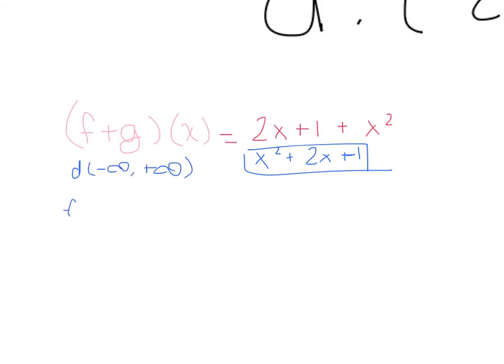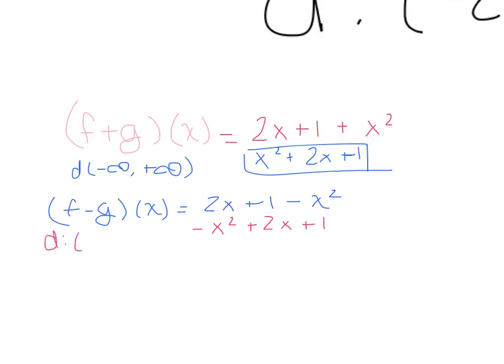And notice that it's somewhat similar when I subtract them, except the difference is that it's going to be minus x squared. So this is f of x minus g of x. Put it in descending power, our answer is negative x squared plus 2x plus 1. I did not restrict the domain here, so the domain is also from negative infinity to positive infinity.